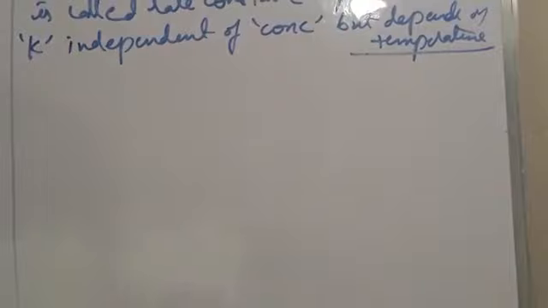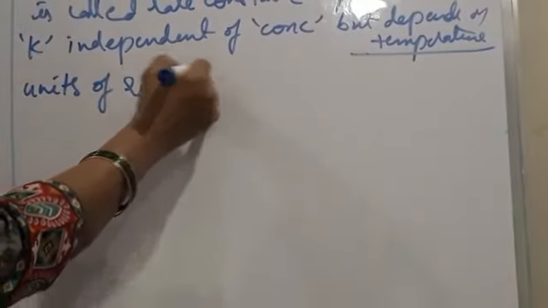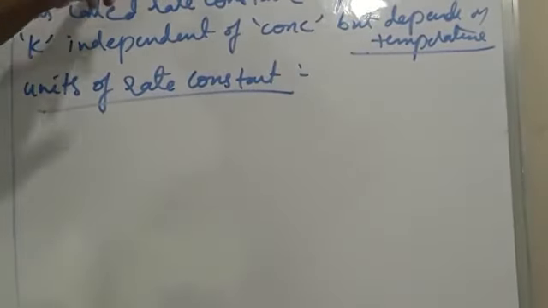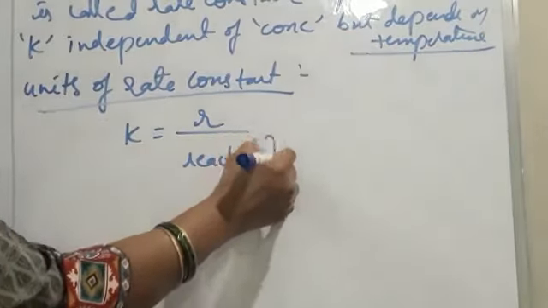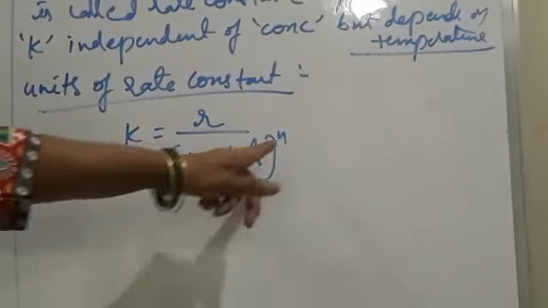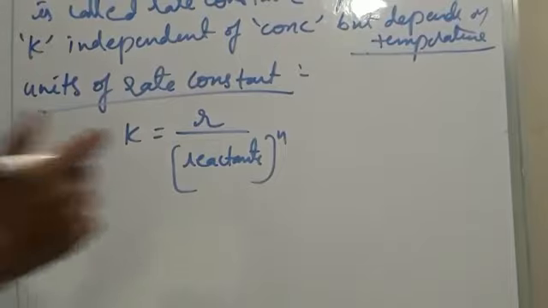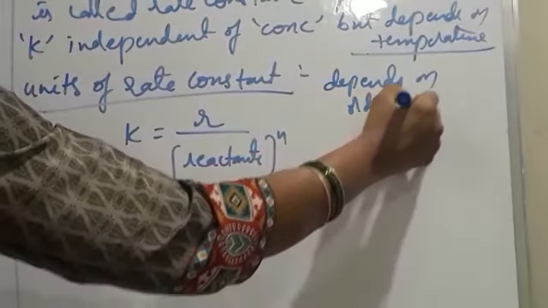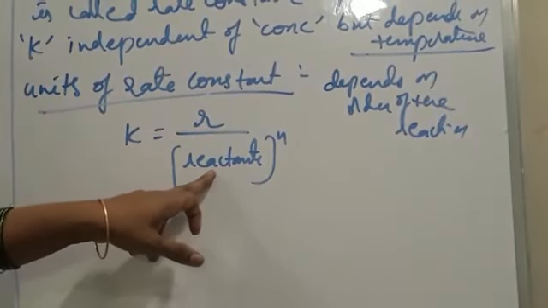Then, coming to the units of rate constant. What is the rate constant here? k is equal to R by the reactant to the power n. What is n? n is the order. And the units of the rate constant depend on the order of the reaction, so they depend upon n. Rate constant is the rate per unit concentration of the reactants.